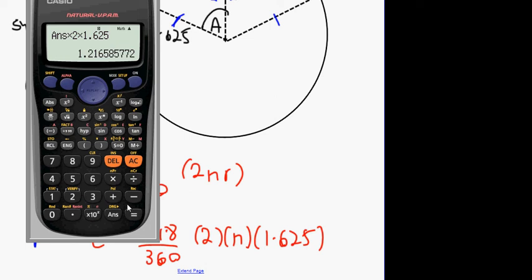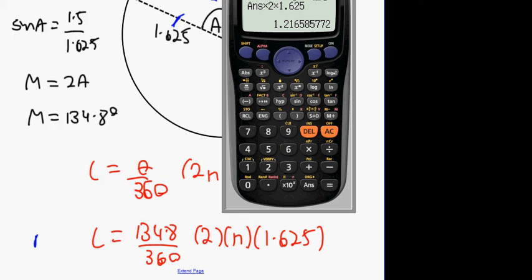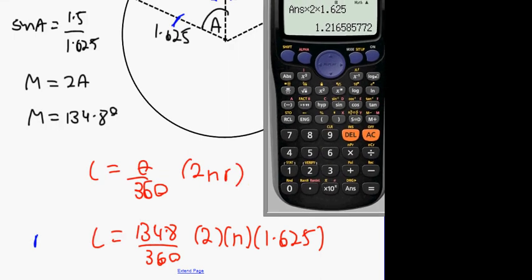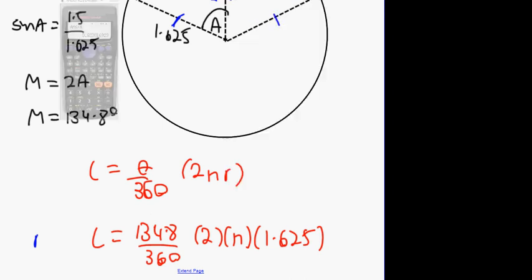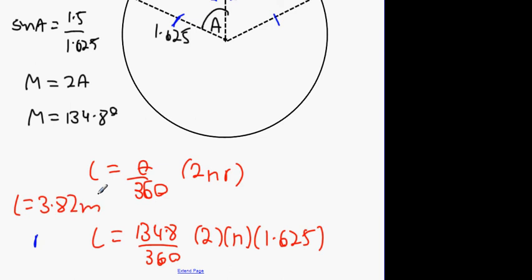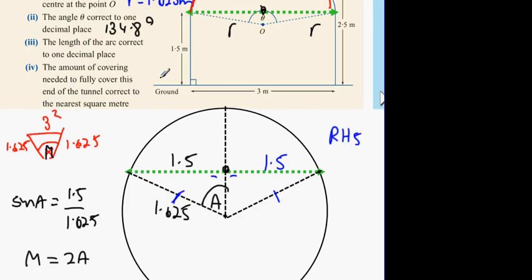1.21. Anybody else get something different? Oh, they multiply by pi, yeah. 3.82. Perfect. Okay, so L equals 3.82 meters. Okay, there's your L.